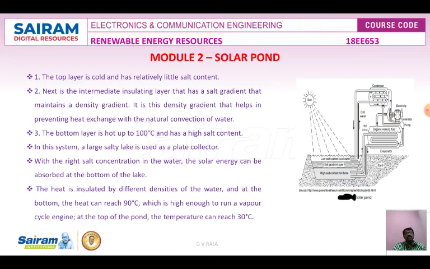So these different salt contents in the different layers of water give different densities. With the different densities, the development of convection currents is prevented, which would otherwise transfer the heat to the surface of the pond and then to the air above. The heat is trapped in the salty bottom layer of the pond, and this heat is used for heating buildings or for industrial applications with the help of an evaporator.